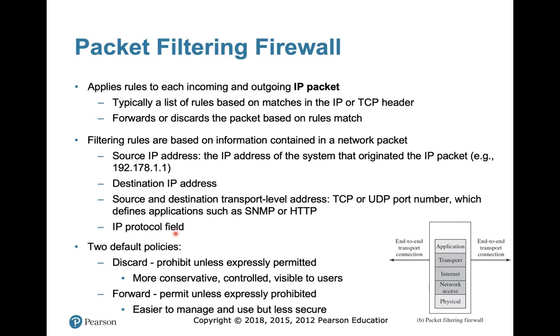The IP protocol field, these are all information that is used by packet filtering firewalls. And of course, again, they can be positive or negative filters. The default can be discard, prohibit unless something is permitted, or the default can be forward, which permits everything to go through, otherwise it discards the traffic.